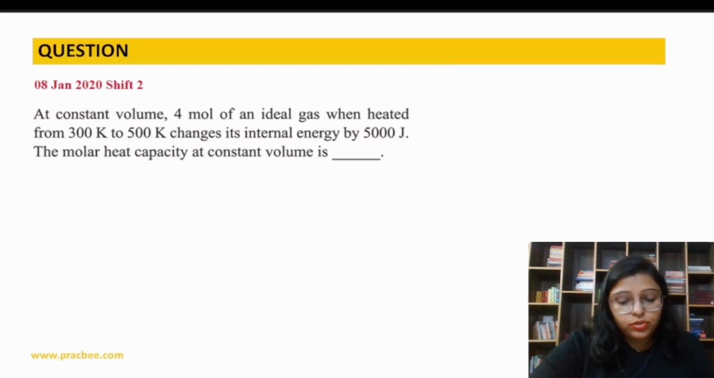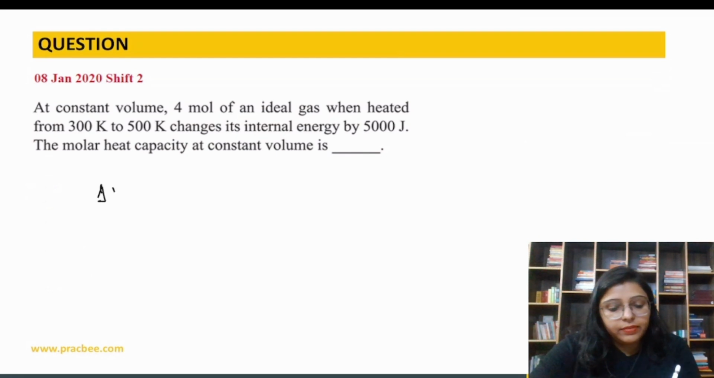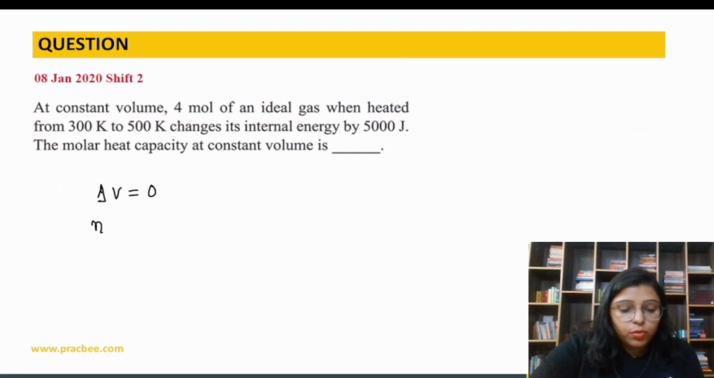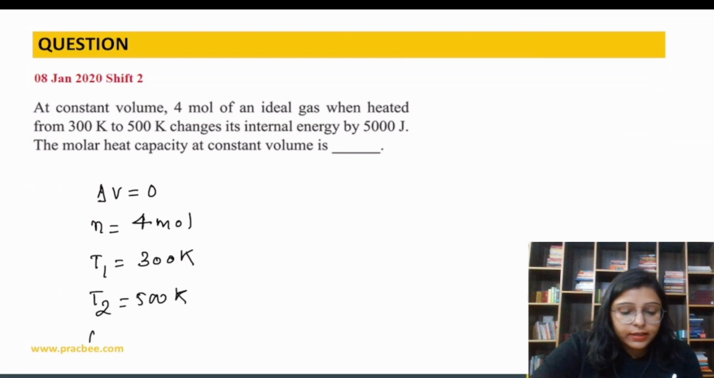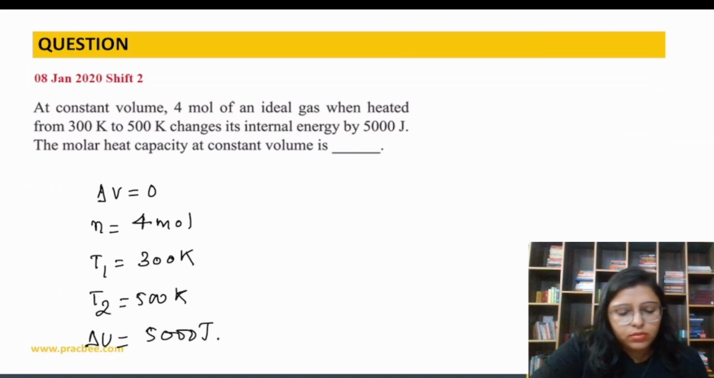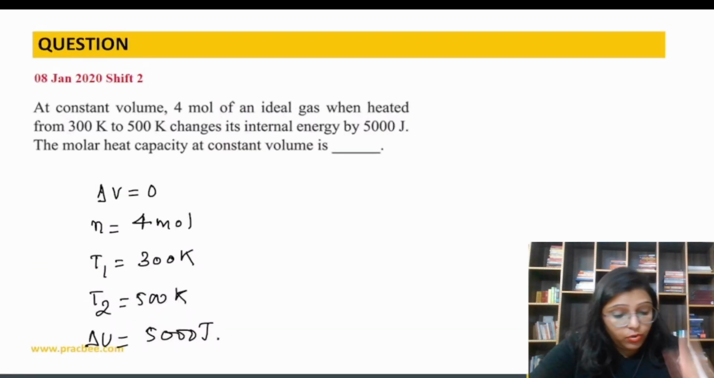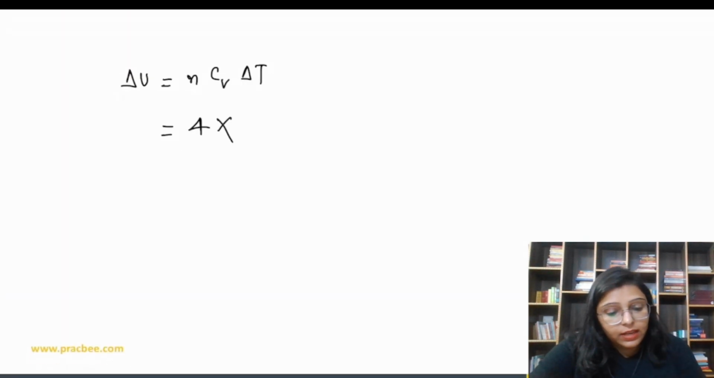Now let's do the next question. At constant volume, it means delta V is equal to 0. 4 moles of an ideal gas when heated from 300 Kelvin, T1 is 300 and T2 is 500 Kelvin, its internal energy change is 5000 joule. So the molar heat capacity at constant volume is. So how to solve this? Delta U is equal to n Cv delta T. n is 4.